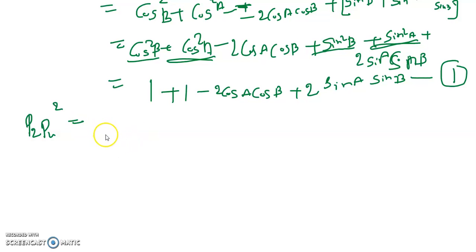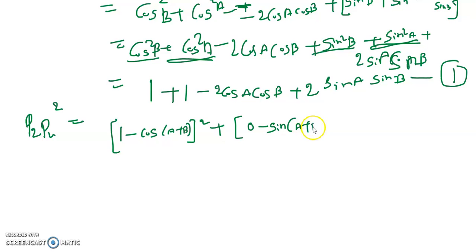What are the coordinates of P2? P2 has the coordinates cos of A plus B, sin of A plus B. P4 has 1, 0. Means x2 minus x1 means 1 minus cos of A plus B, the whole square, plus y2 minus y1, where y2 is 0, then y1 is sin of A plus B. So 0 minus sin of A plus B the whole square.